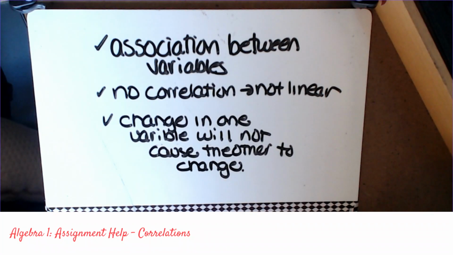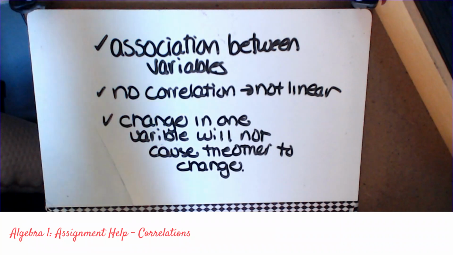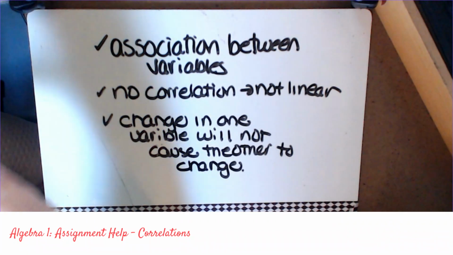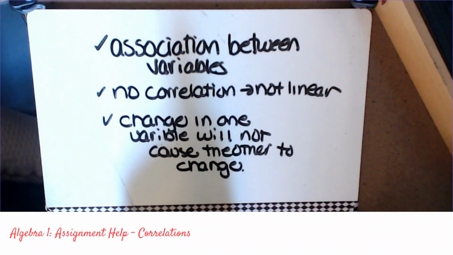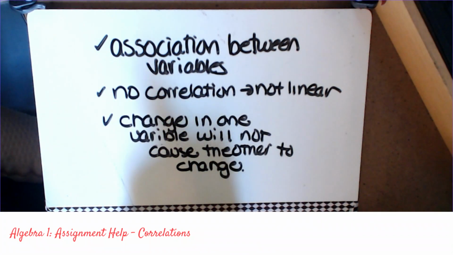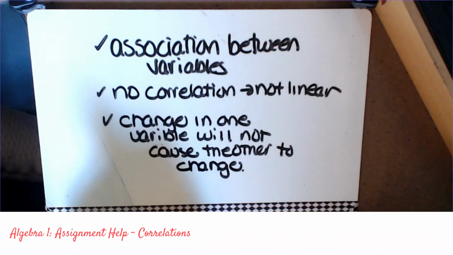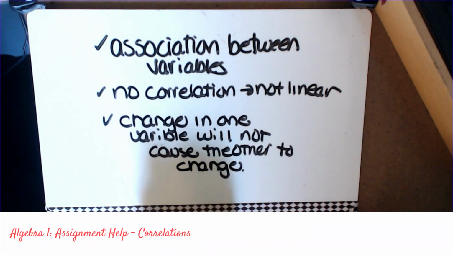The last question of the assignment asks you to write, and you always want to make sure you're using your own words, but here are maybe some clues. You want to talk a little bit about the association between the variables. You want to include that if there is no correlation in the relationship, it is not going to be linear. And you also want to include that it could not be determined that if you change one variable, it will cause the other one to change. Just because you change one variable doesn't mean the other one will change based off that information.